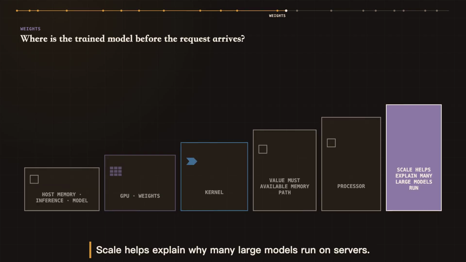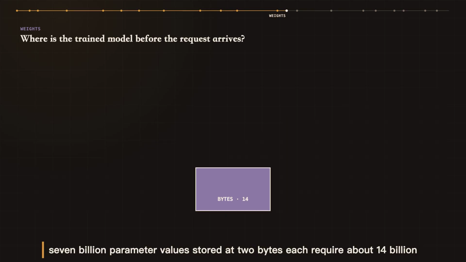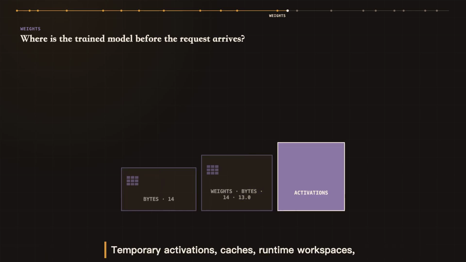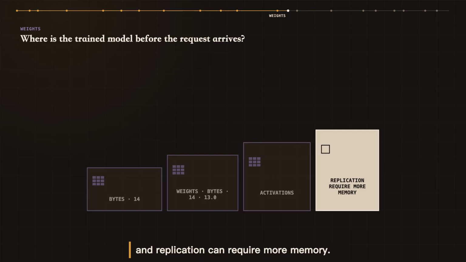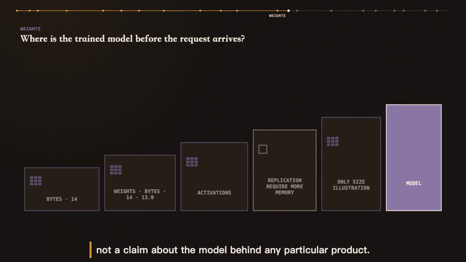Scale helps explain why many large models run on servers. As a simple size estimate, 7 billion parameter values stored at 2 bytes each require about 14 billion bytes, or roughly 14 decimal gigabytes and 13 gigabytes for the weights alone. Temporary activations, caches, runtime workspaces, and replication can require more memory. This is only a size illustration, not a claim about the model behind any particular product.